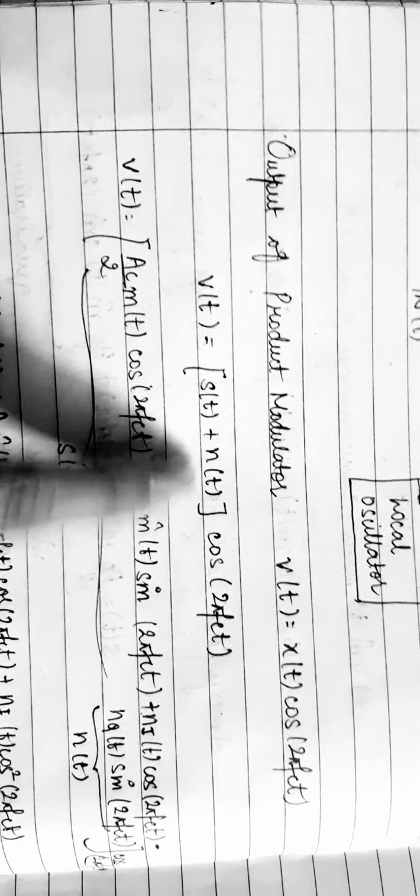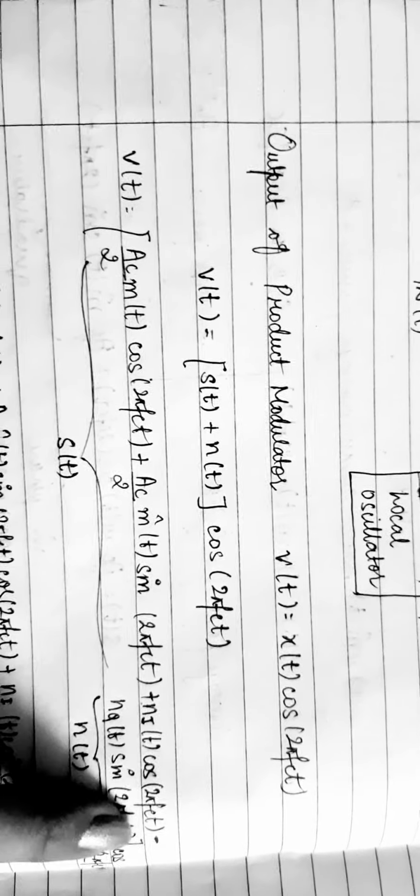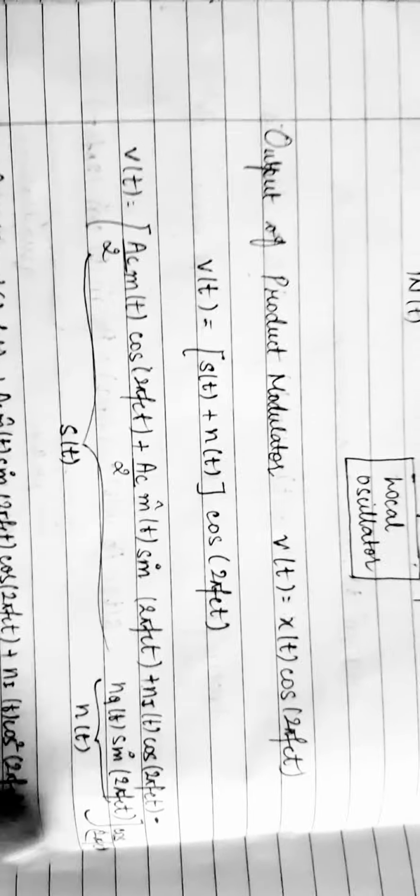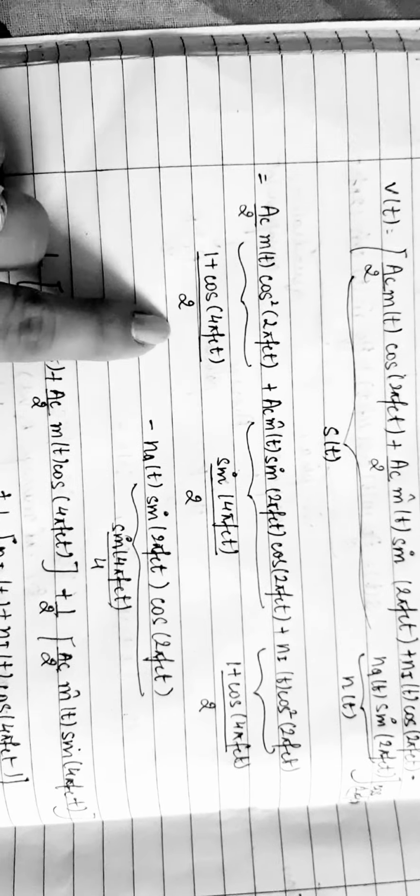And in place of n(t) we will write n_I(t) cos 2πf_ct minus n_Q(t) sin 2πf_ct, whole bracket, into your cos 2πf_ct. Now we will be further solving it. So here we will get A_c/2 m(t) cos² 2πf_ct. In this term we can use the formula, that is (1 + cos 4πf_ct)/2.